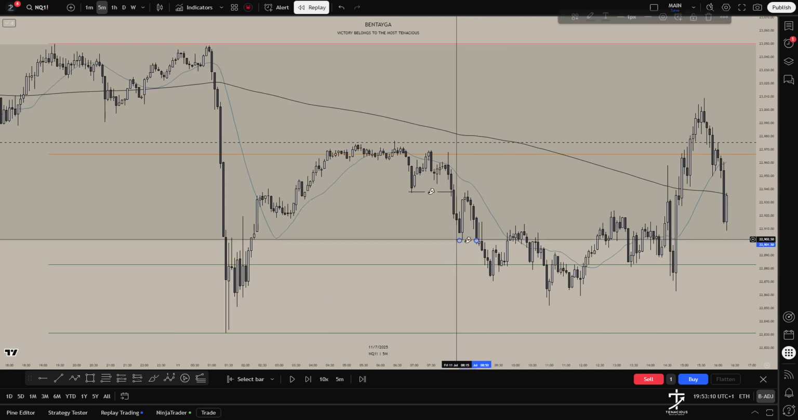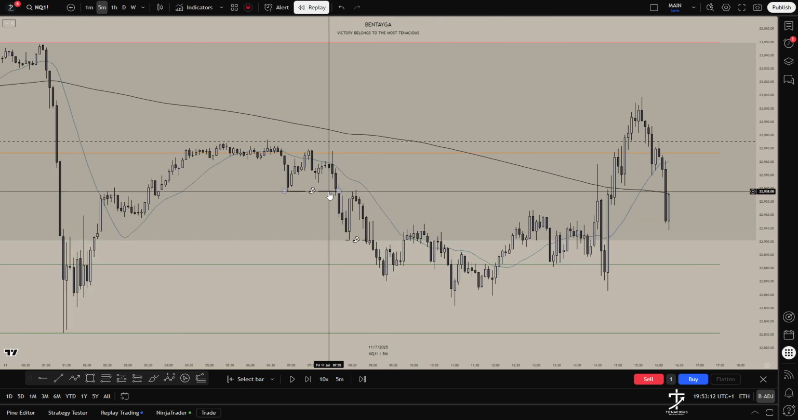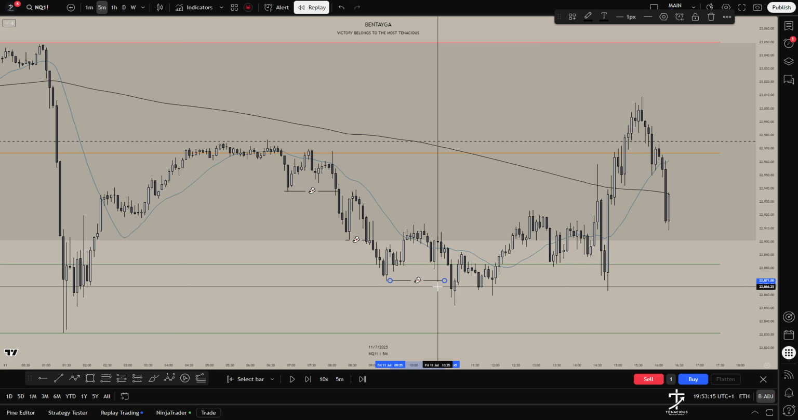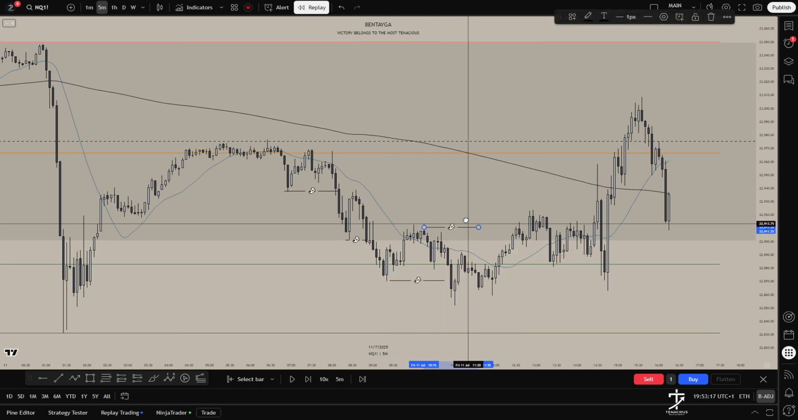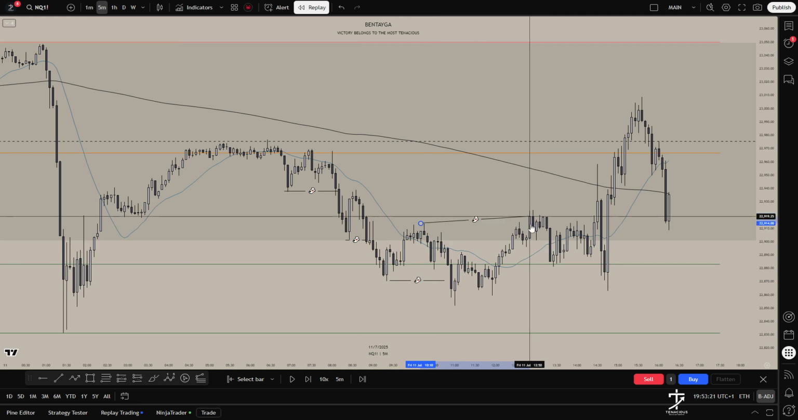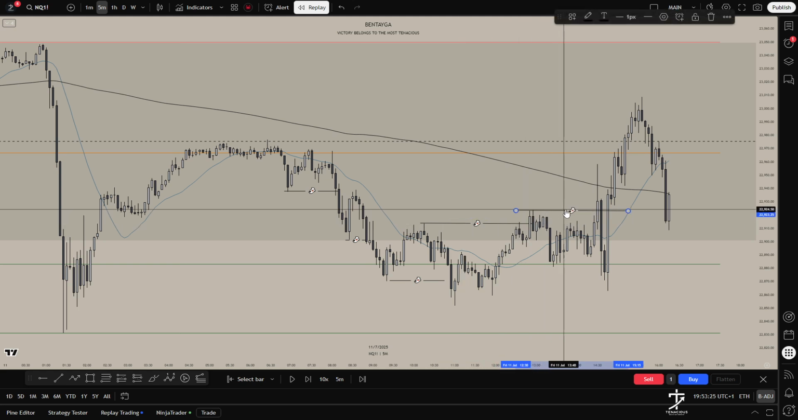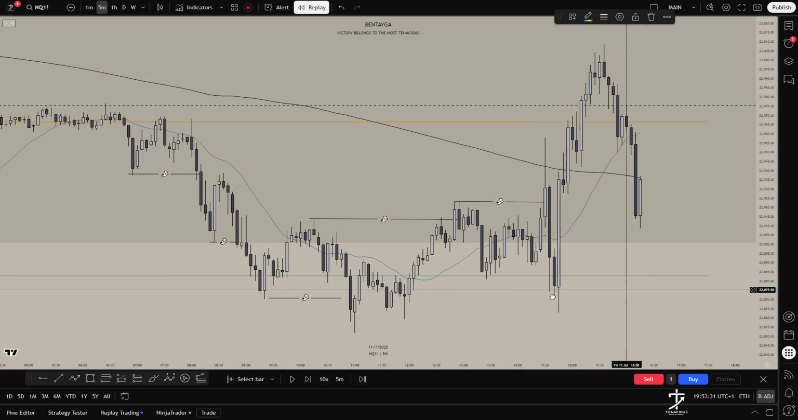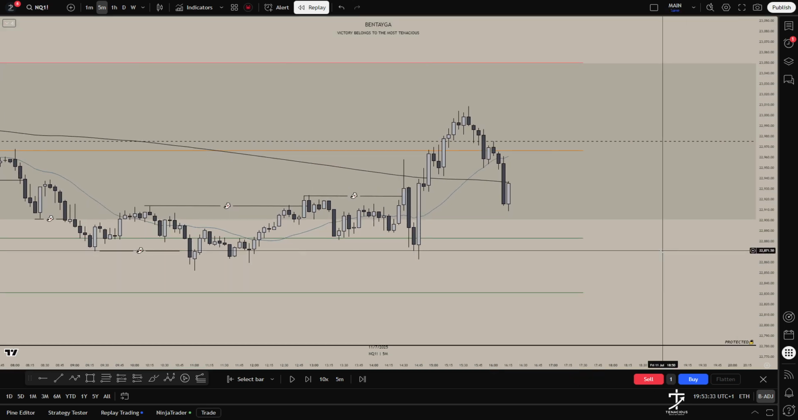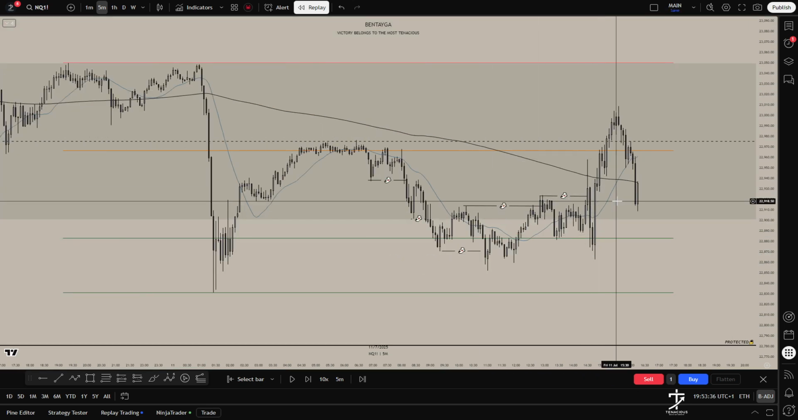Sorry, this is just quickly trying to go over it. And then we had another one here, and then from here we had one here, and then from here we had another one right there. So just from internal structure, I can already see that price is quite bullish.